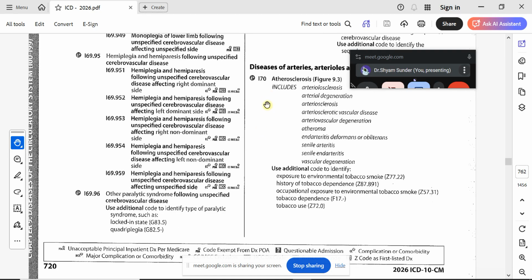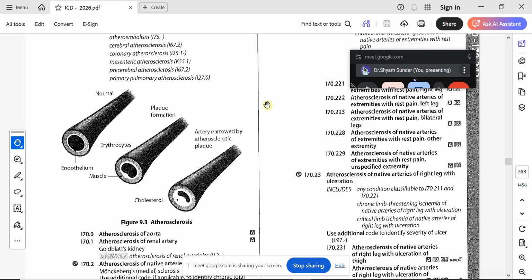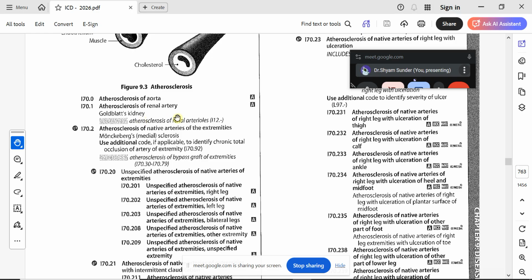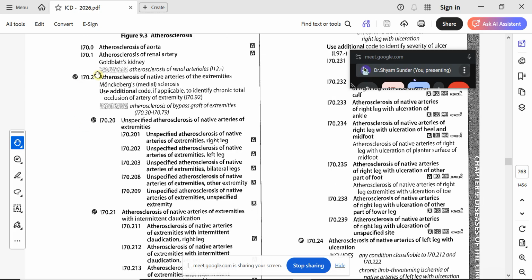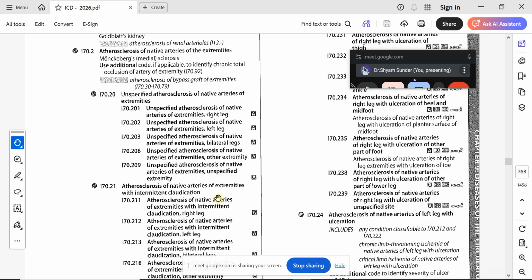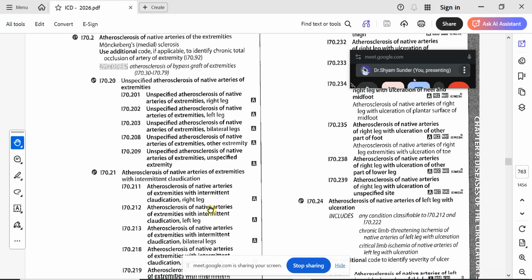Now I-70, how it is classified, let us go from the beginning. I-70.0, 0, 1, there are different arteries, but we are talking about extremities, legs, right? I-70.2, unspecified atherosclerosis of native arteries, right leg, whereas 2, 1, what is the difference between 2, 0 and 2, 1?